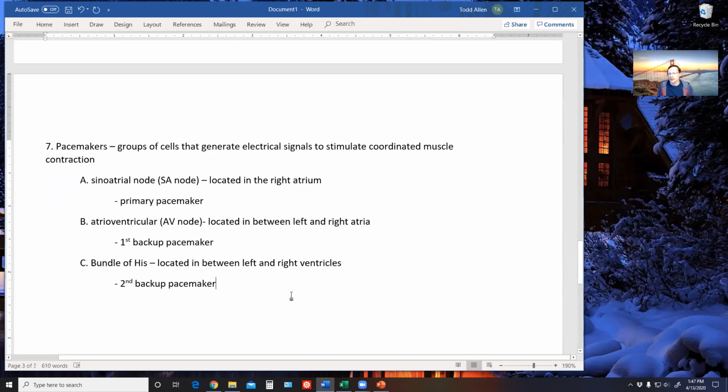So Mother Nature figured that it was so important that your heart stay beating properly that she provided triple redundancy here for the heart to contract.